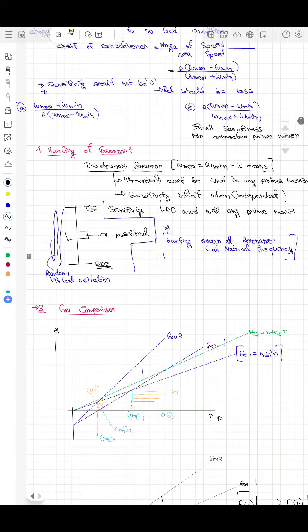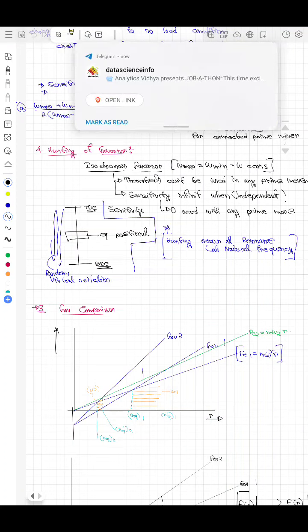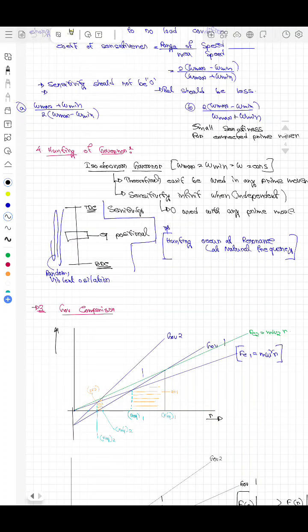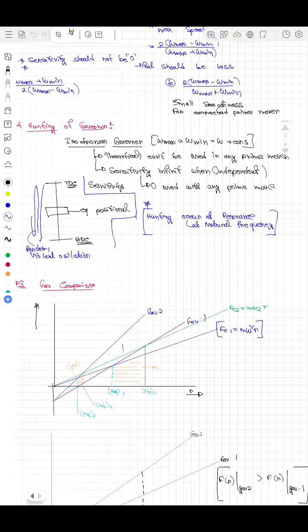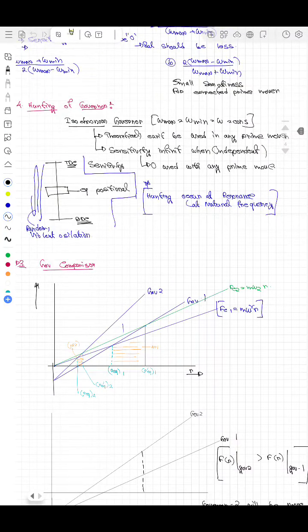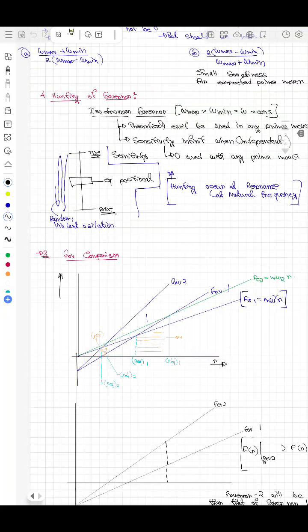Then hunting of a governor is related to the isochronous governor. What is isochronous? ω minimum, ω maximum and ω are all constant. When it is in any position, random violent oscillation will occur because there will not be any change, so the sensitivity is infinite. Why is the sensitivity infinite when it is independent and zero when it is a prime mover? It will abruptly oscillate, and that is why it is not selected.